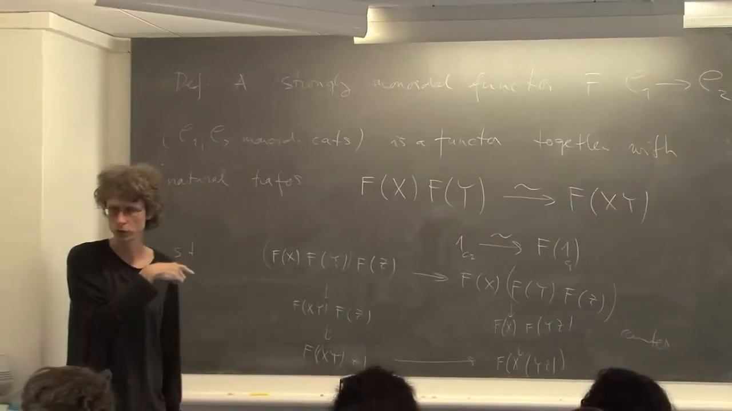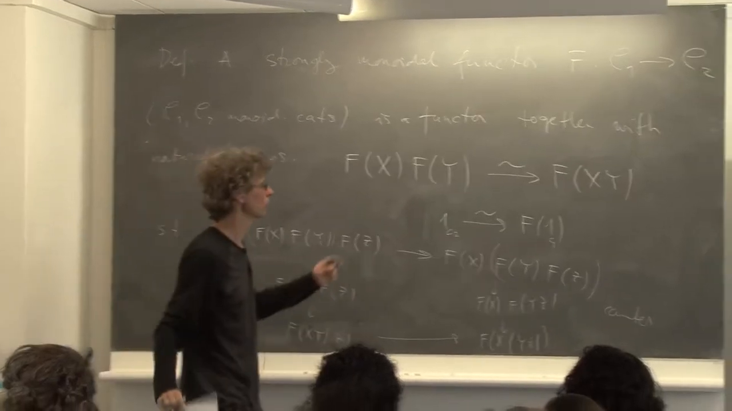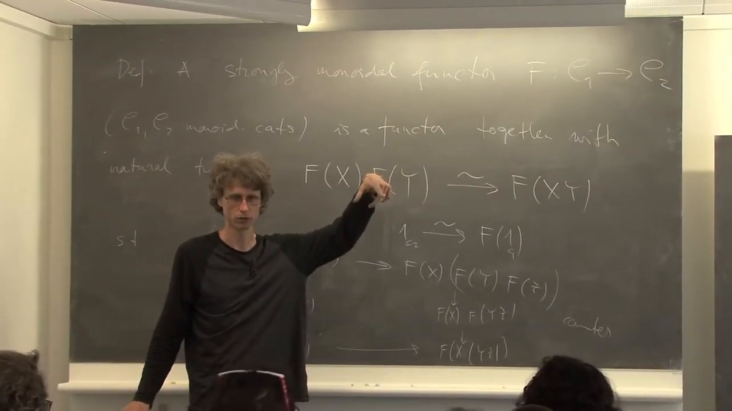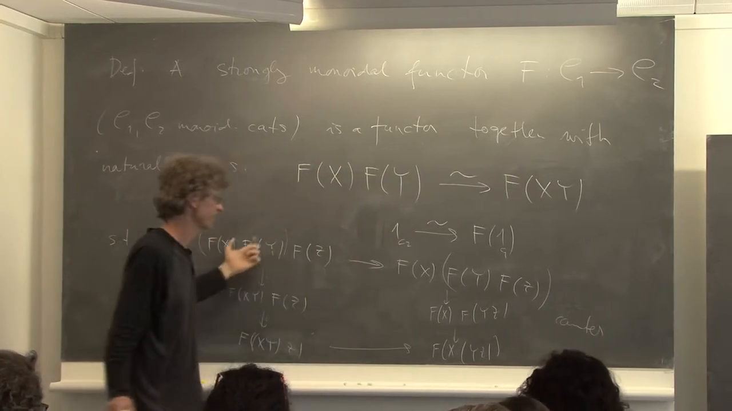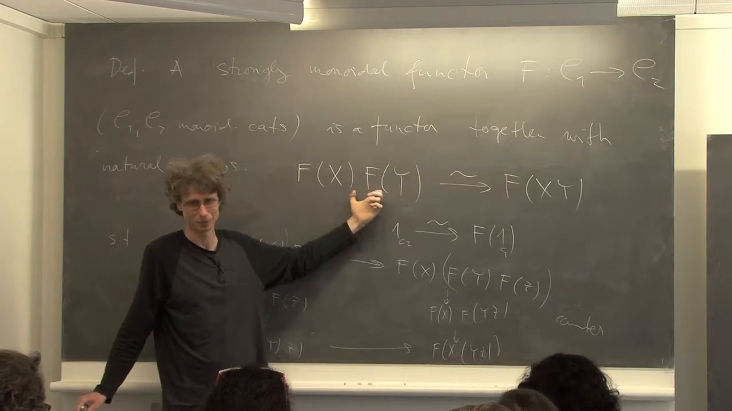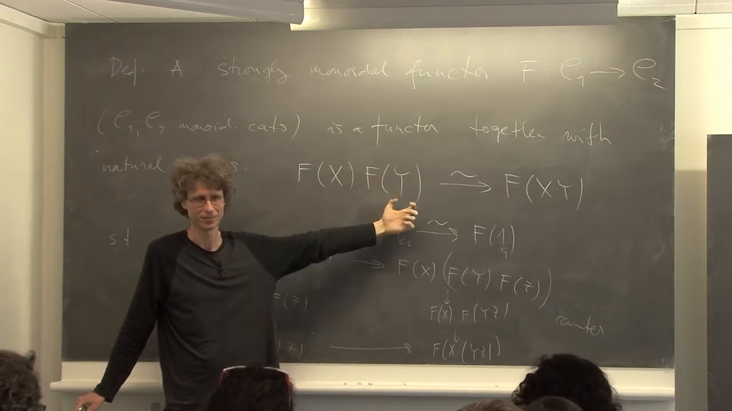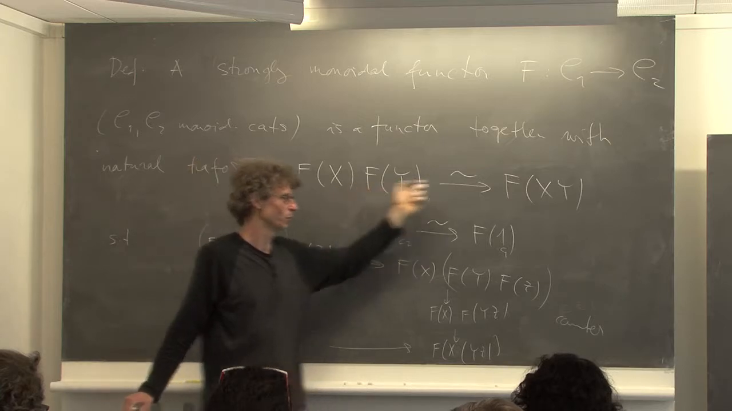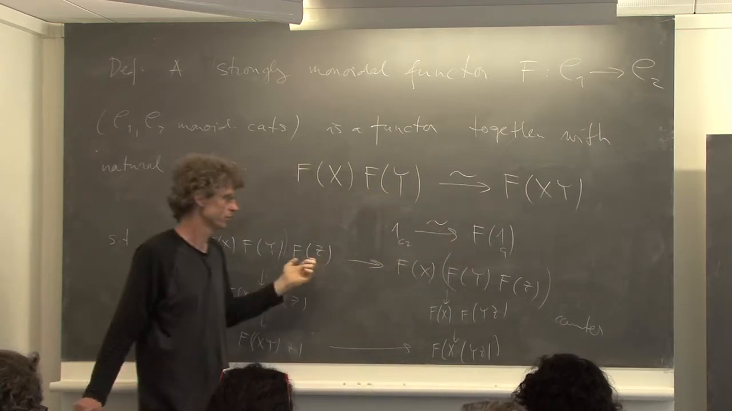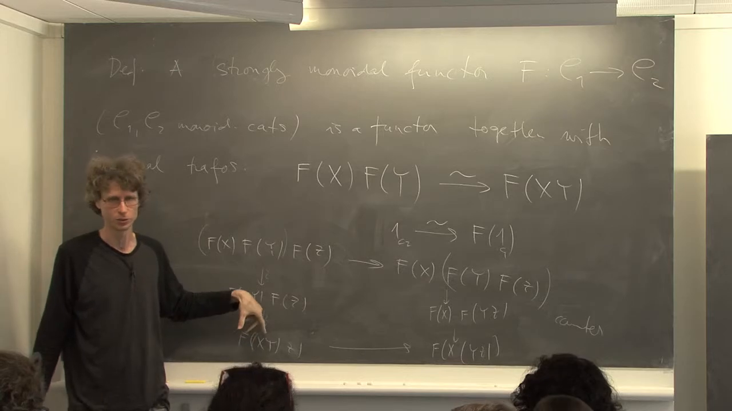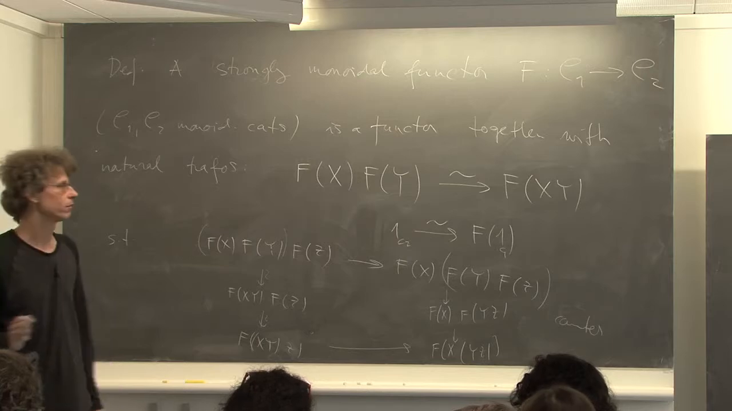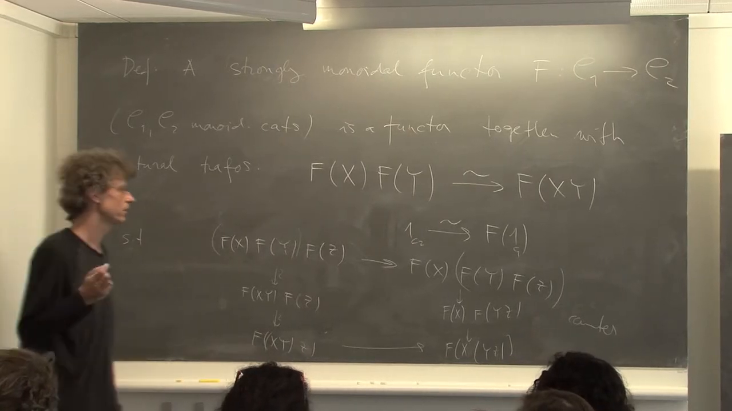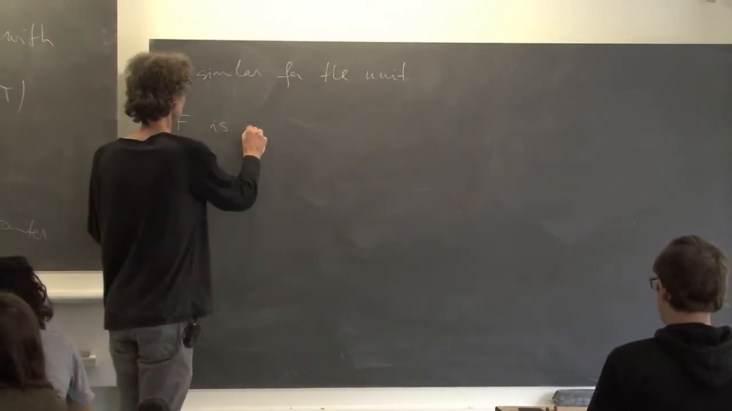So the idea of this definition is simply that we have some structure in C1 and some structure in C2, and we want these two structures to be compatible. The only structure that we have here is the product of two objects. So we want a natural isomorphism, and we want this natural isomorphism to commute with the operations that we have there. That's the only thing. Okay, that's the definition. Now there is a little modification of that.